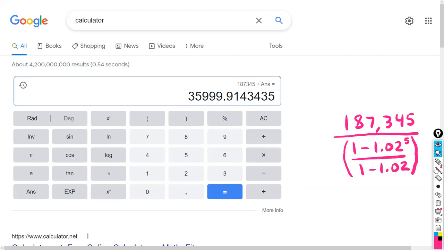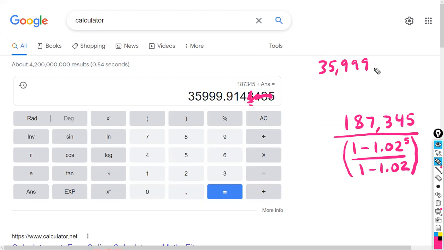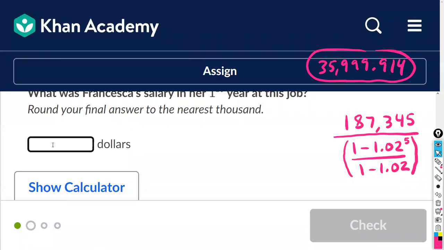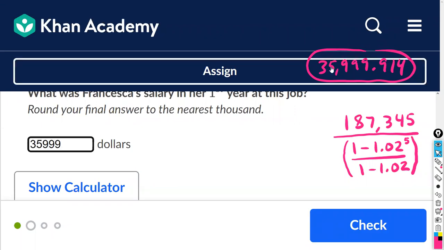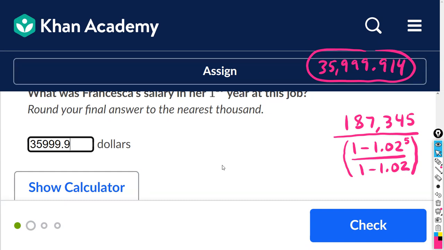Okay, now it said nearest thousandth. That's 3 decimals. So we have to look at the 4th decimal. If it's less than 5, we round it down. So this right here, 35999.914, is going to be our final answer. So that was the salary in the first year. So click in the box, type 35999.914.